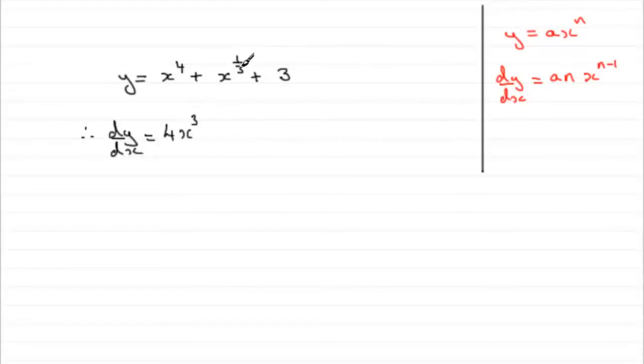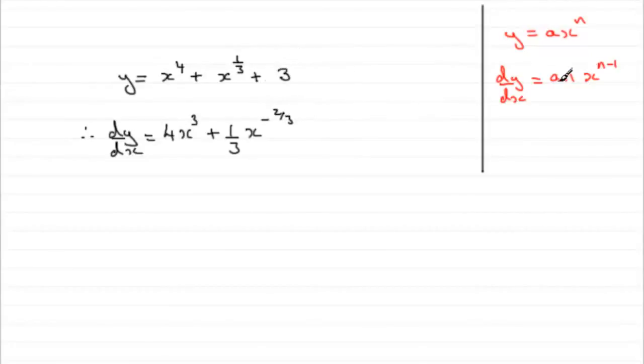For this term, n is a third, we've got a 1 at the front here, so it's going to be again 1 times a third, which is going to be plus a third, and then just reduce the power by 1, so if we take 1 off a third we end up with minus 2/3.